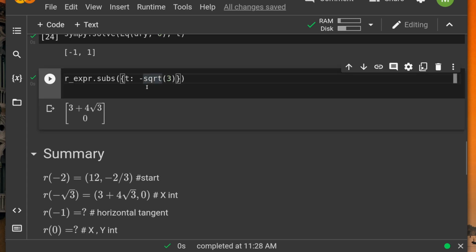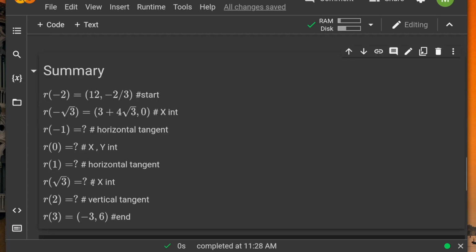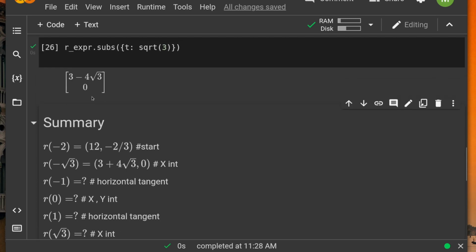Let's also do plus square root 3. We also expect that to be an x-intercept. So that is 3 minus 4 times square root of 3.